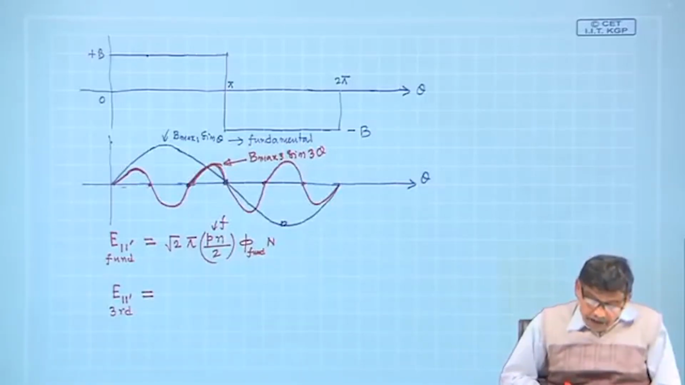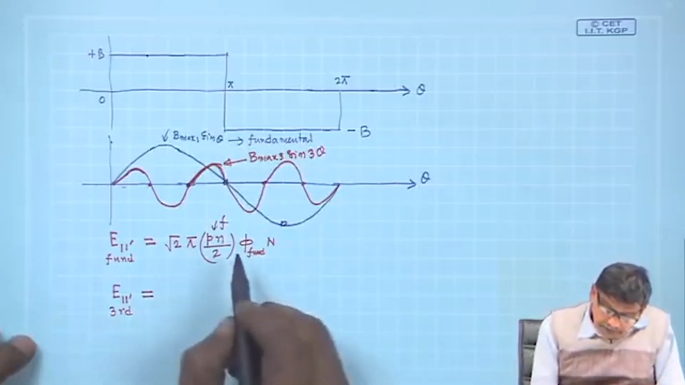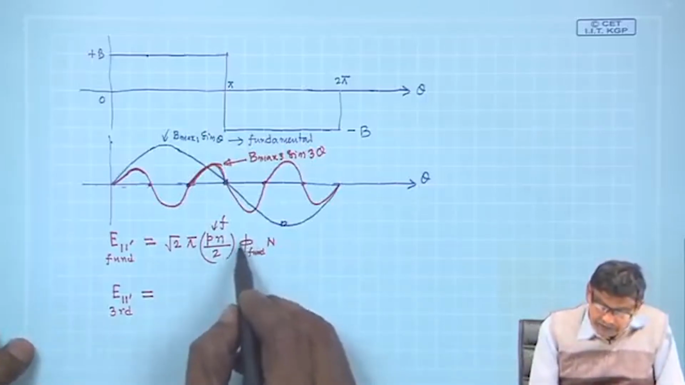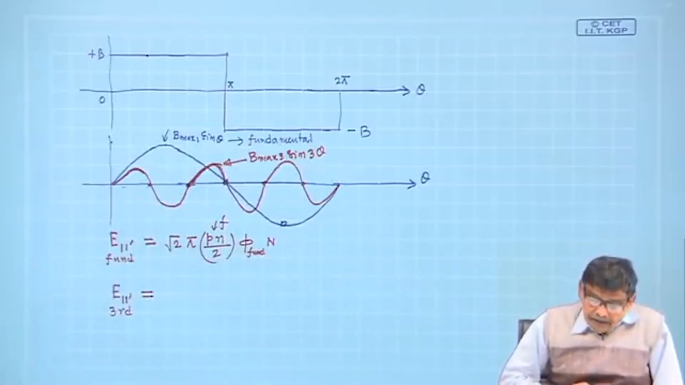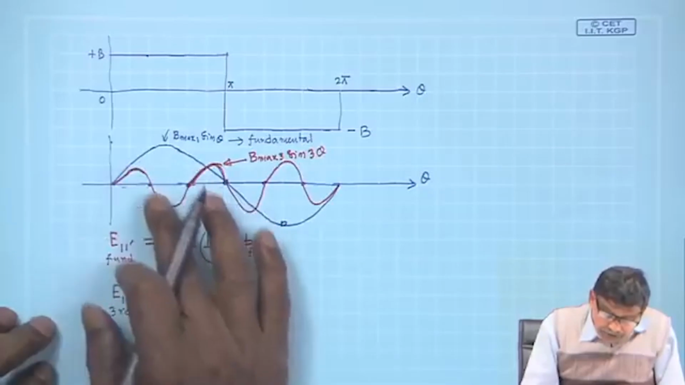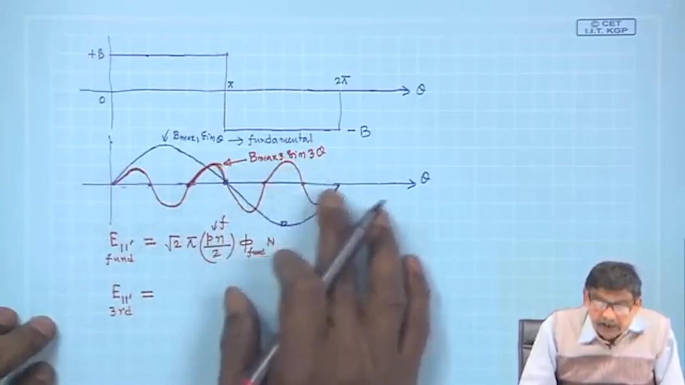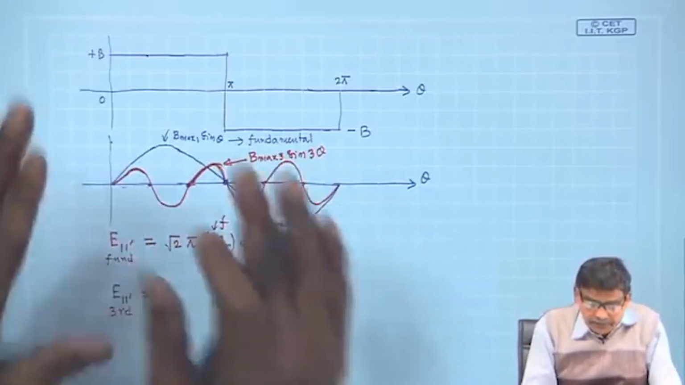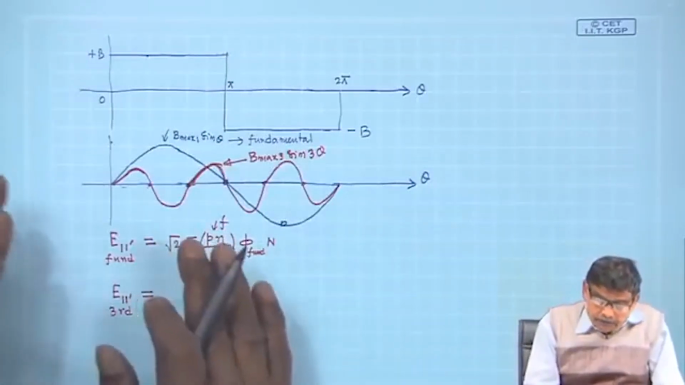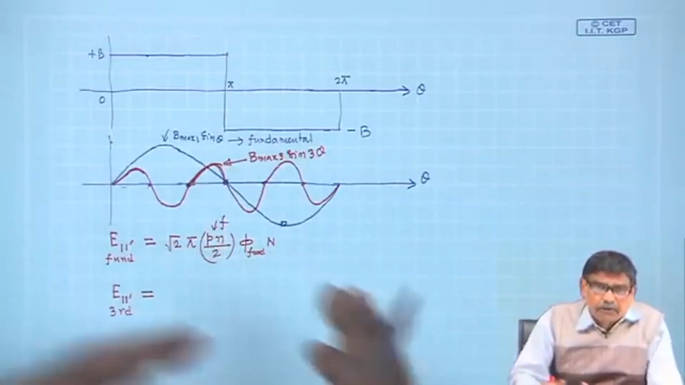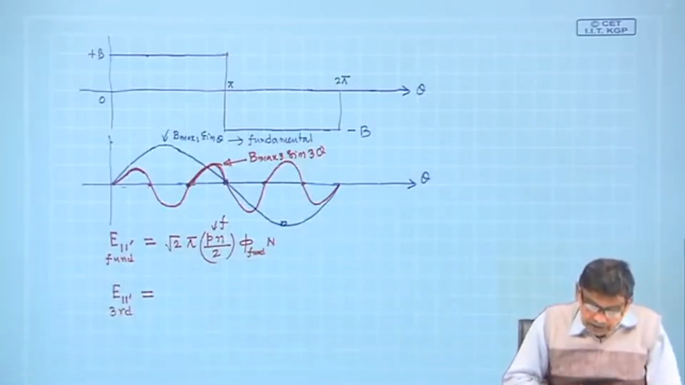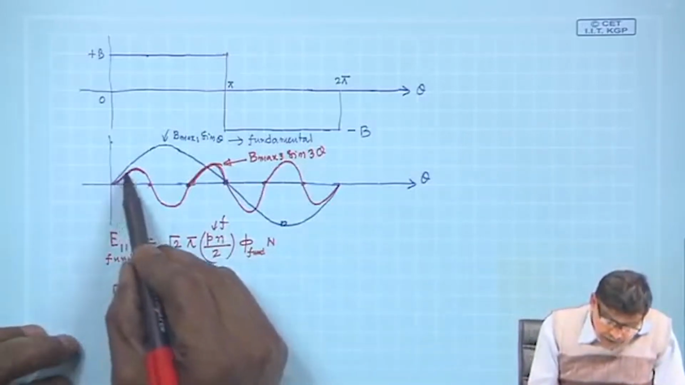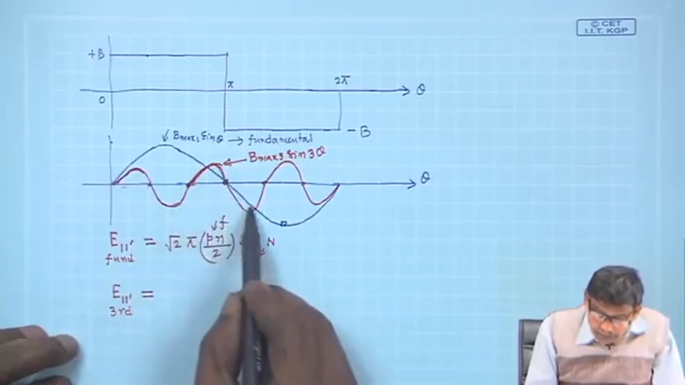So, to find that out, I must know the flux per pole due to the third harmonic component. If you concentrate your attention on the third harmonic component alone, the fundamental we have done. So the idea is to find the third harmonic component and the fifth harmonic component, and add them up to get the total voltage.